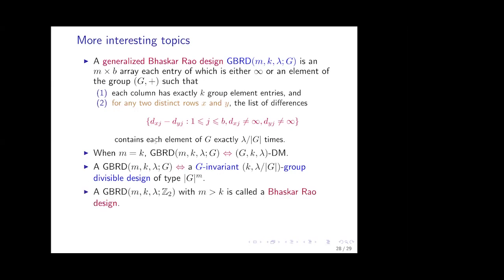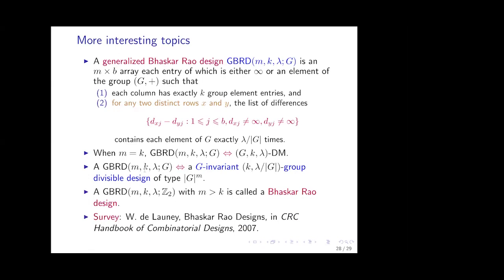And what is the main meaning of the word generalized in the terminology? When the group G is of order 2, a GBRD is called a Baskerville design. This is the design first given by Baskerville in 1966.